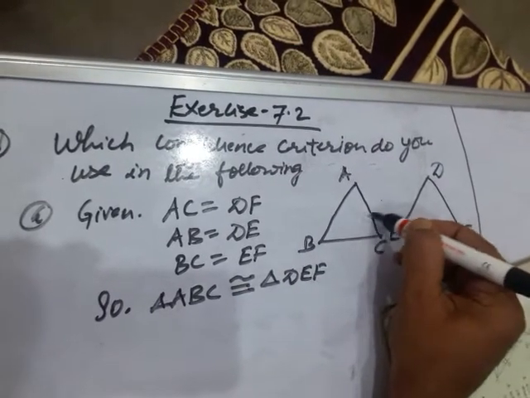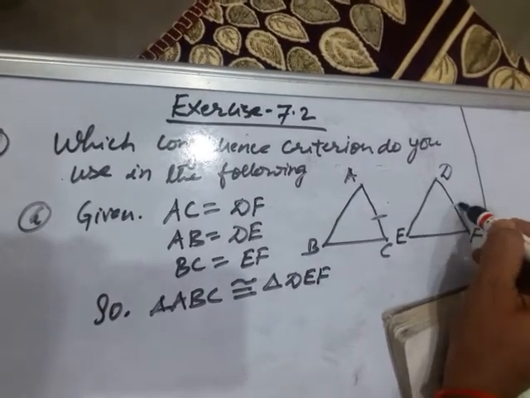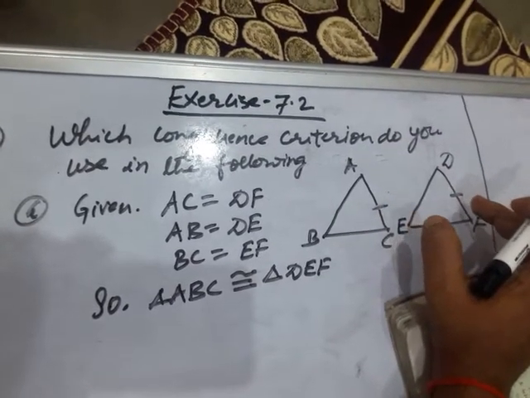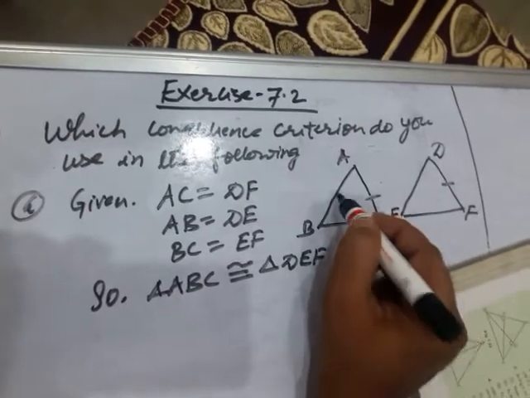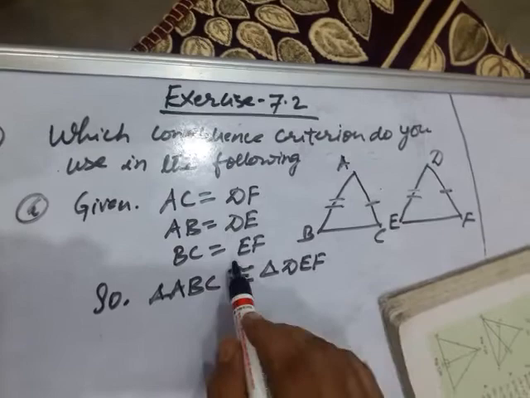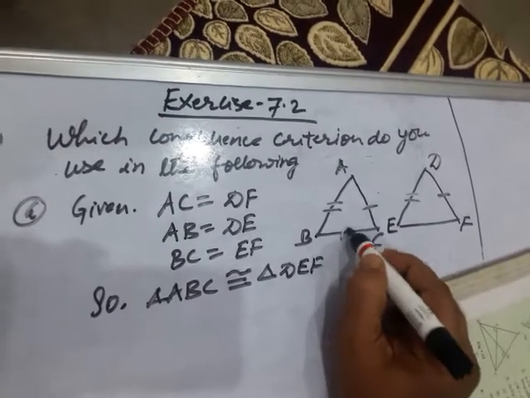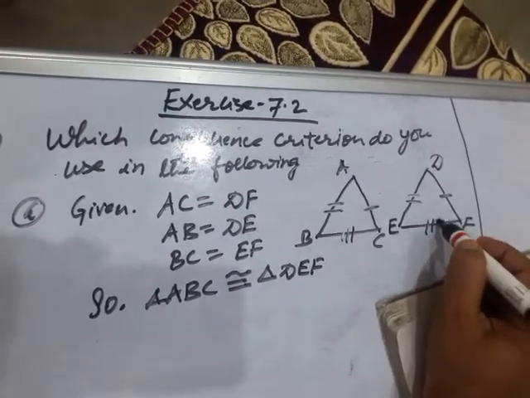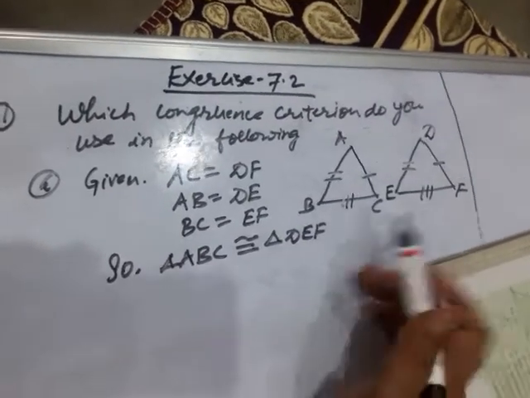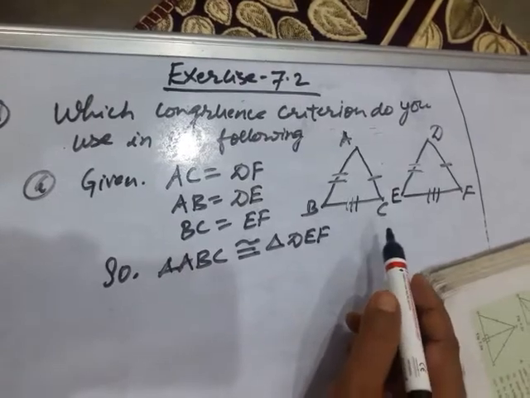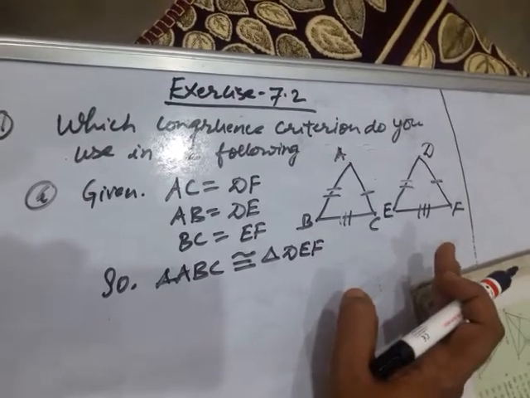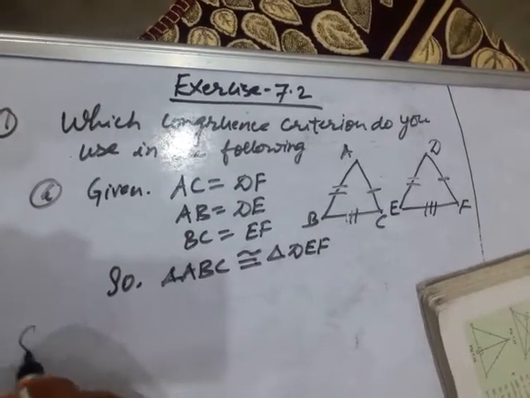AC equal to DF, it is given. Equality is being shown with the similar markings. AB equal to DE means this side equal to this side, and BC equal to EF, that is this side equal to this side. It means all the three sides of one triangle are equal to the corresponding three sides of another triangle. Then what is your solution?